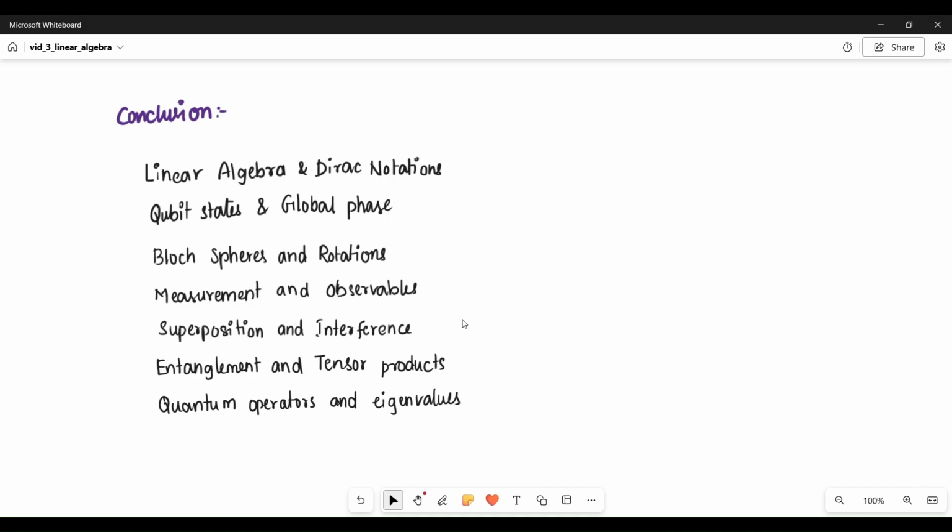Through superposition and interference, we explored how quantum states can combine and amplify, enabling parallelism that classical systems can't match. Then came entanglement, where we used tensor products to build multi-qubit systems that can't be separated into individual parts, a unique quantum resource. Finally, we studied quantum operators and eigenvalues, where measuring a state reveals an eigenvalue and the state collapses into the corresponding eigenvector. All these mathematical tools are more than theory. They are the foundations of quantum gates, circuits, and algorithms.